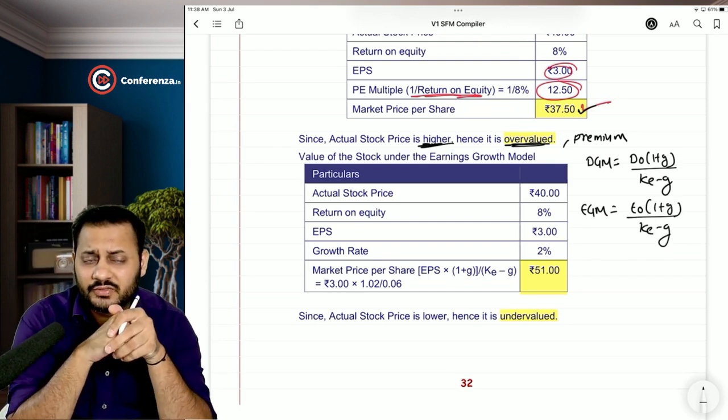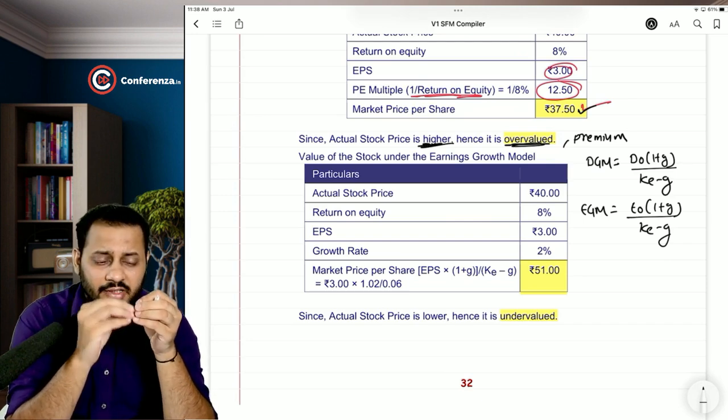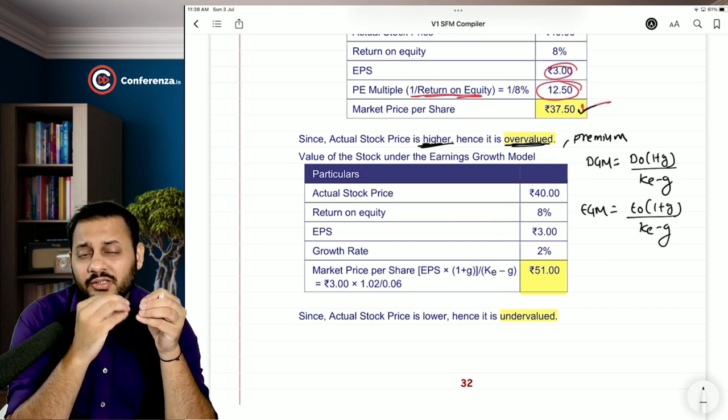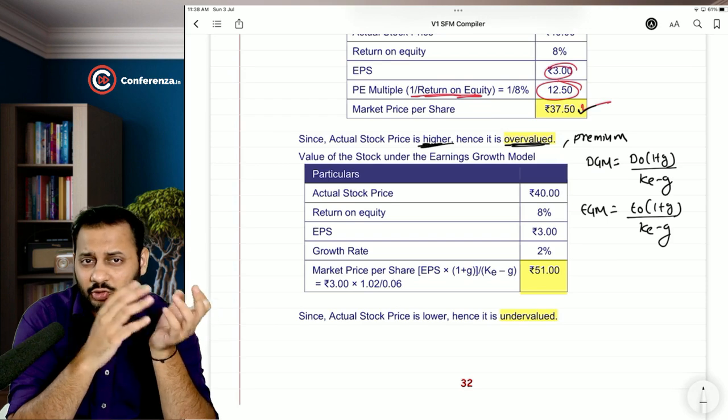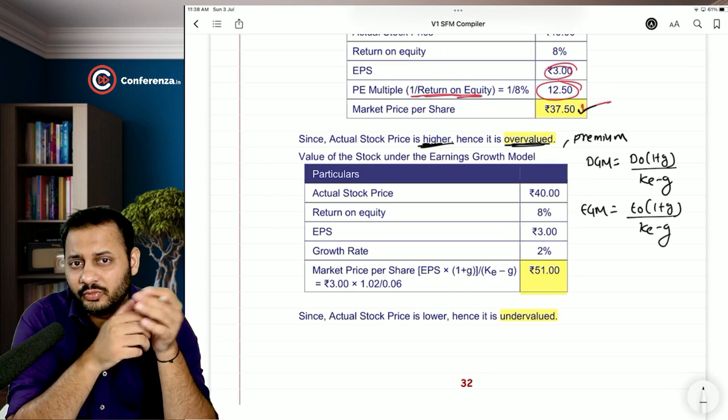Sir, how come this will be the formula? It all depends upon the assumption. If you think it's proper to calculate the market price on the basis of earnings, not the dividend, then the earnings growth model will be the formula. Otherwise, the dividend growth model will be the formula.